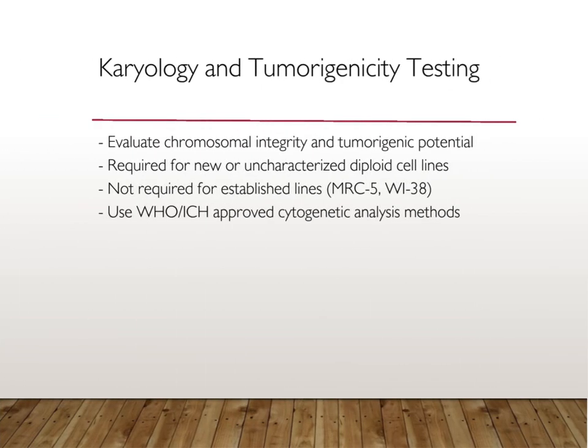Karyology assesses chromosome integrity, and tumorigenicity checks whether cells form tumors in animals. For well-characterized cell lines like MRC5 or WI38, additional testing isn't needed. Their behavior is well established. But for new or untested diploid lines, you must show diploid karyology confirmation and no tumorigenic potential. If your final product contains no viable cells, for example, purified monoclonal antibodies, karyology and tumorigenicity testing are generally unnecessary.